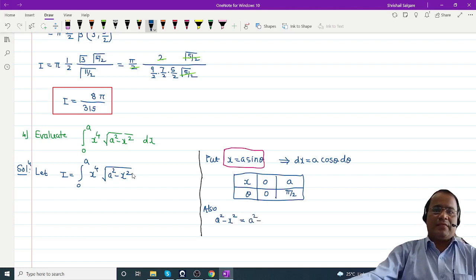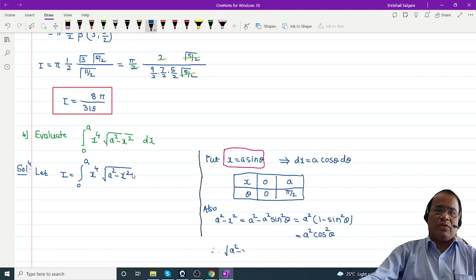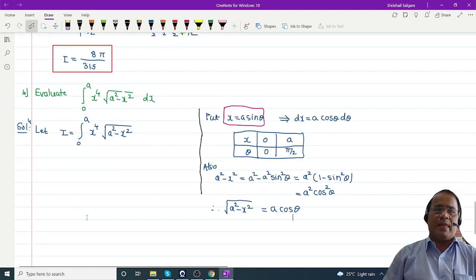A square minus x square is a square sine square theta. So from this I will take a square common: 1 minus sine square theta, which can be written as a square cos square theta. Therefore, if you take the radical, square root of a square minus x square, by taking the positive square root, you will get a cos theta.